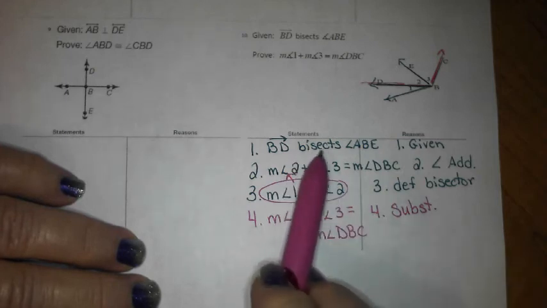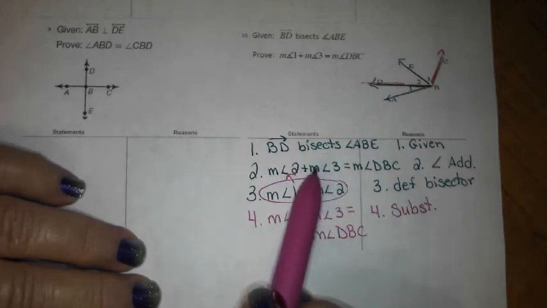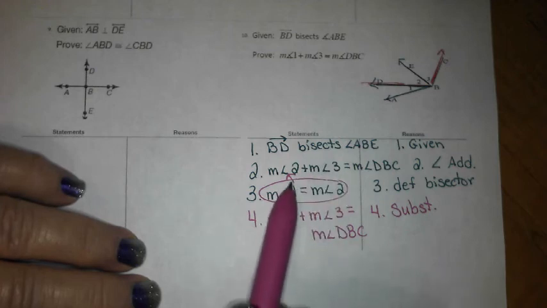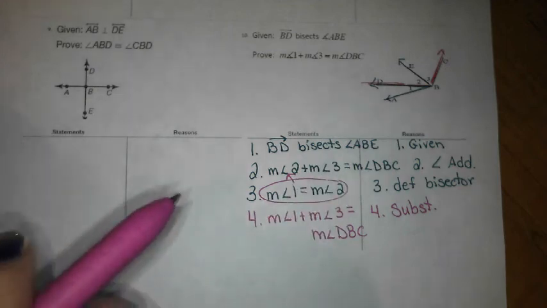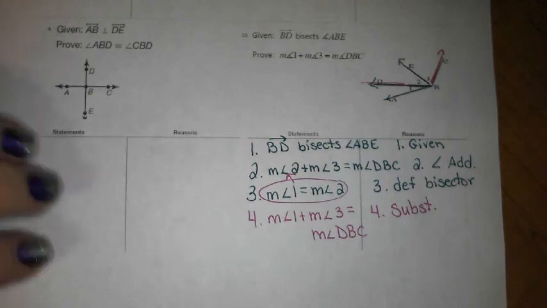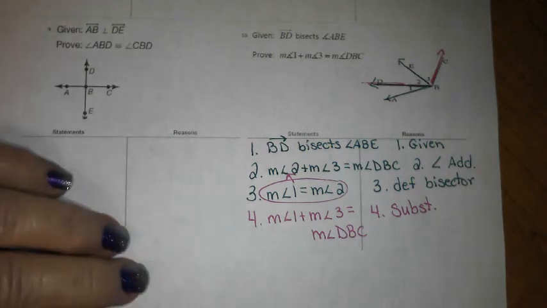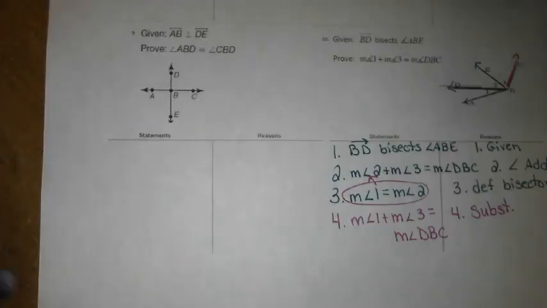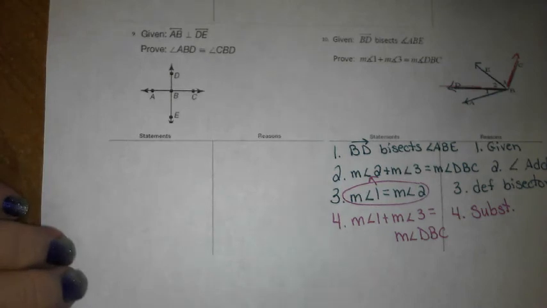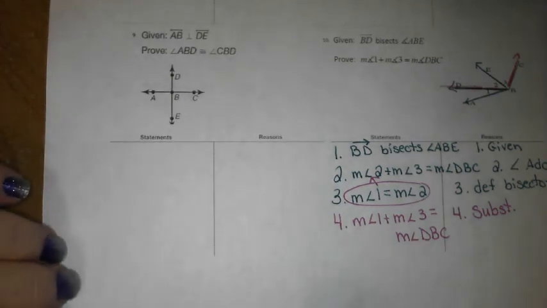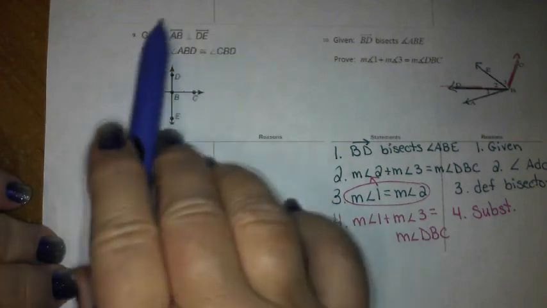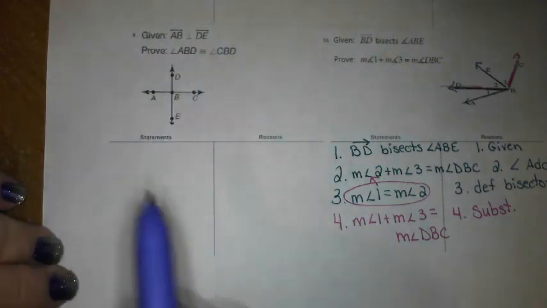So we started with the word bisects, so I used that definition, and then I used angle addition and substitution. So that's a good example of one of our geometry proofs. So I think I will also do number 9 because I really want you to get the definitions that go with this one because it's really important to me.